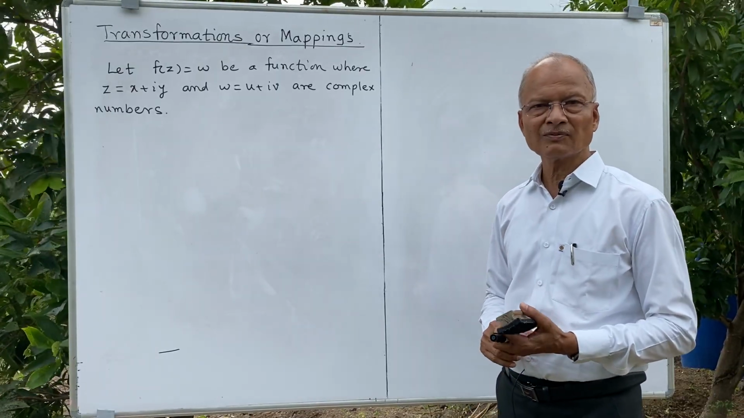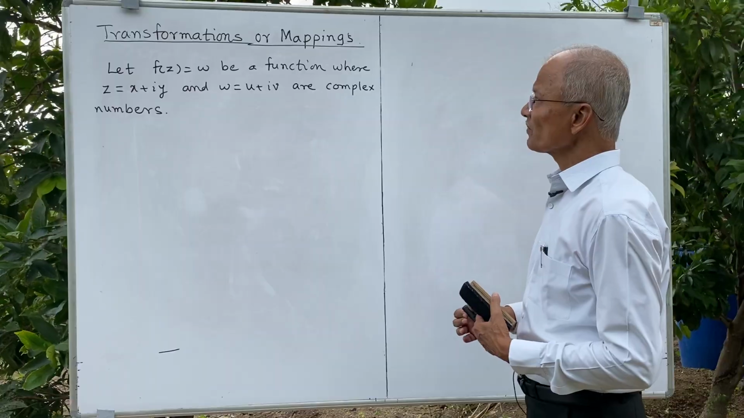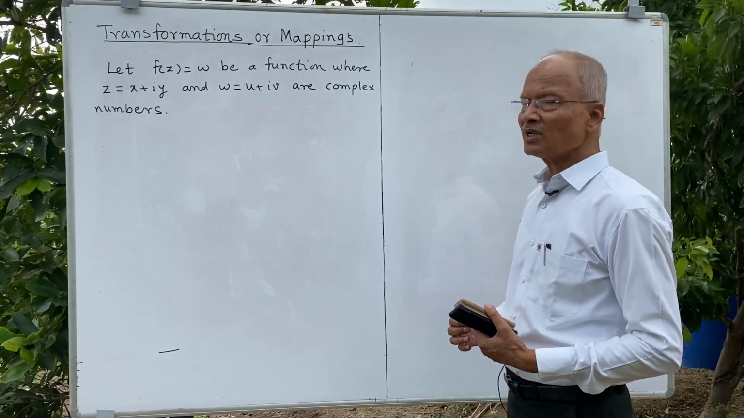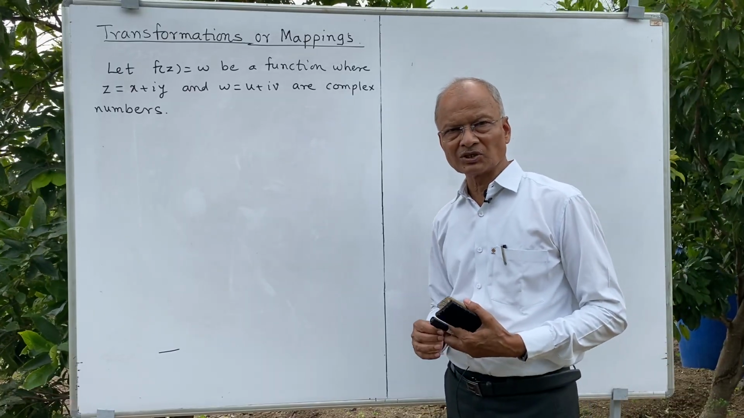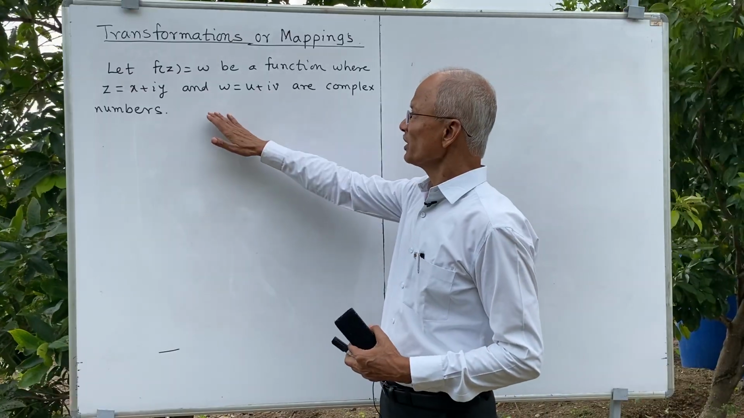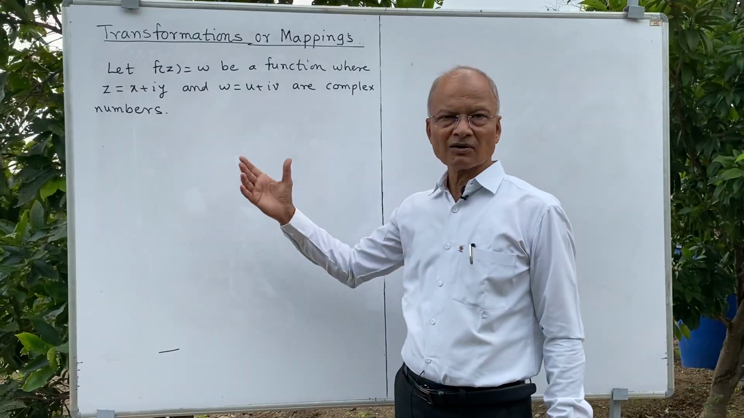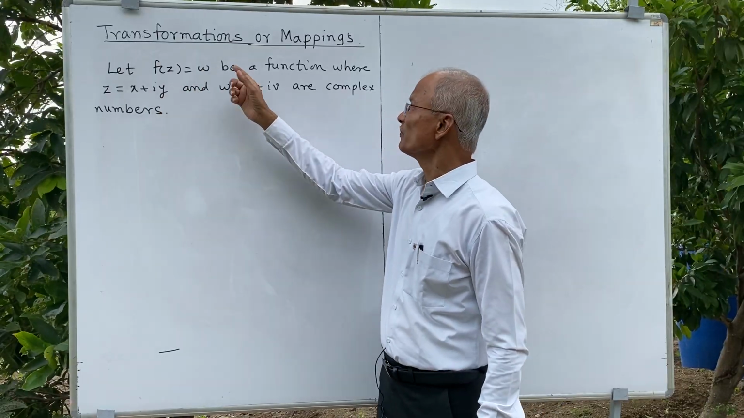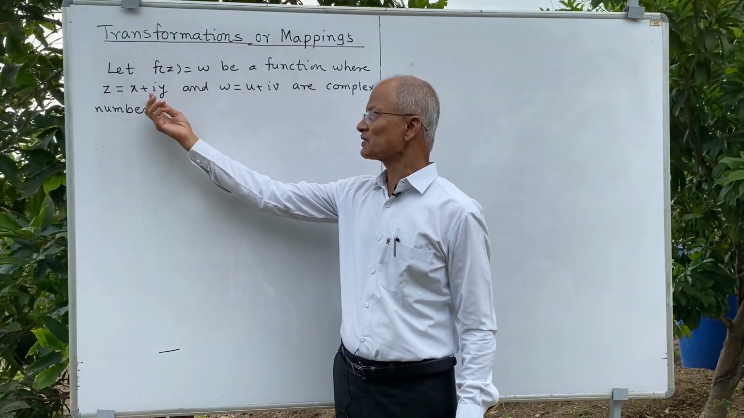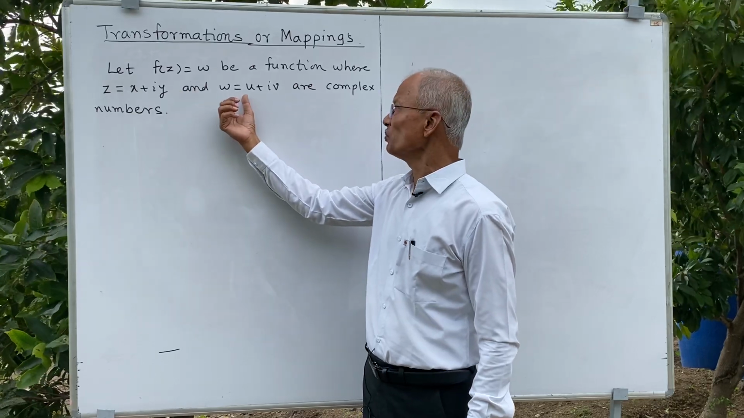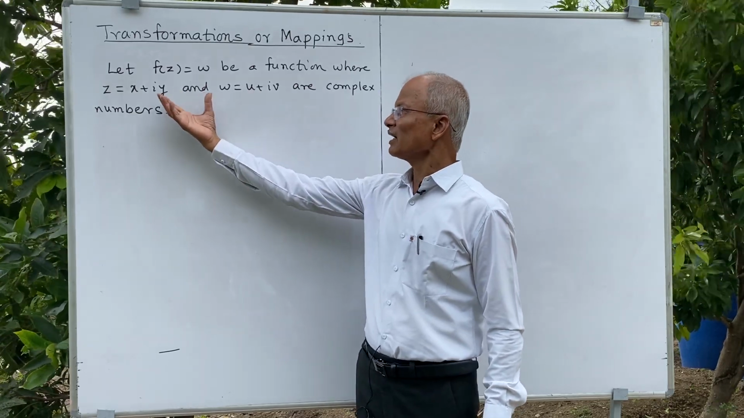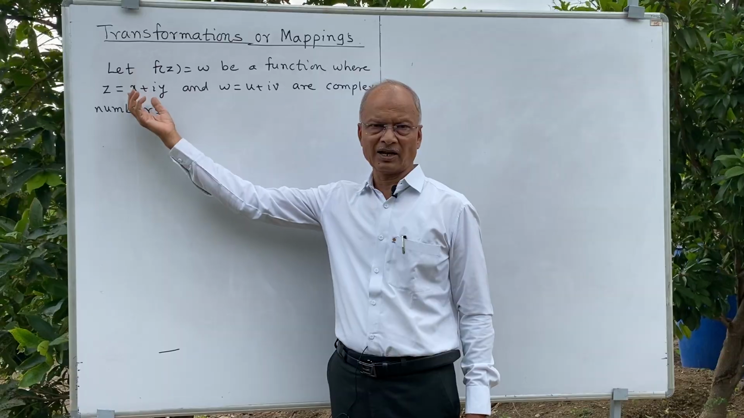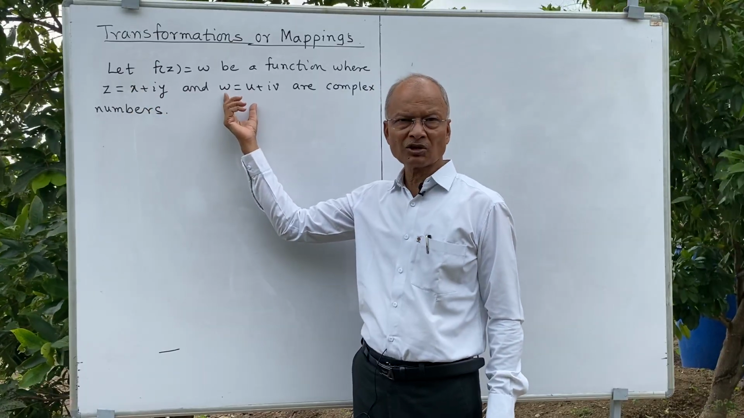In this lecture, we shall study mappings or transformations of functions of a complex variable. Earlier, we have studied functions of a complex variable, and now we shall draw graphs of these functions from z plane to w plane. Because if you consider a function of a complex variable as f of z is equal to w, where z is x plus iy and w is equal to u plus iv, then w is a function of two variables.